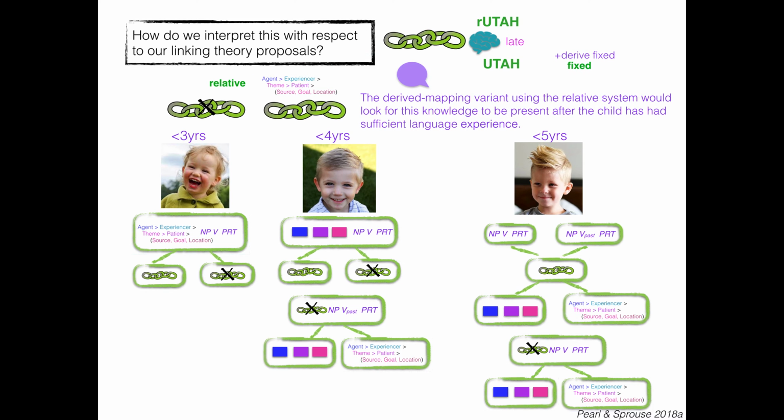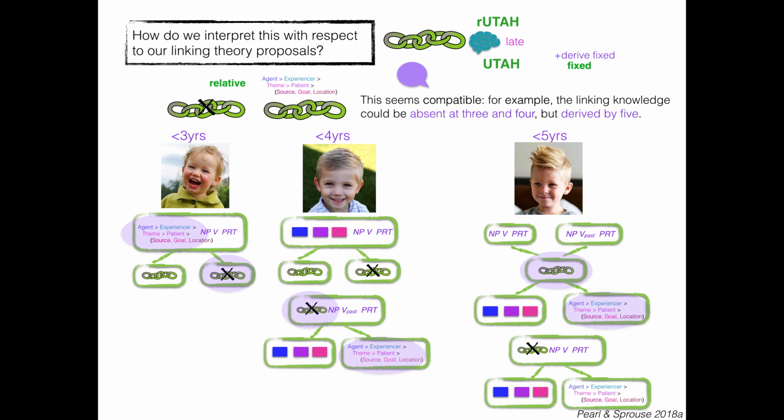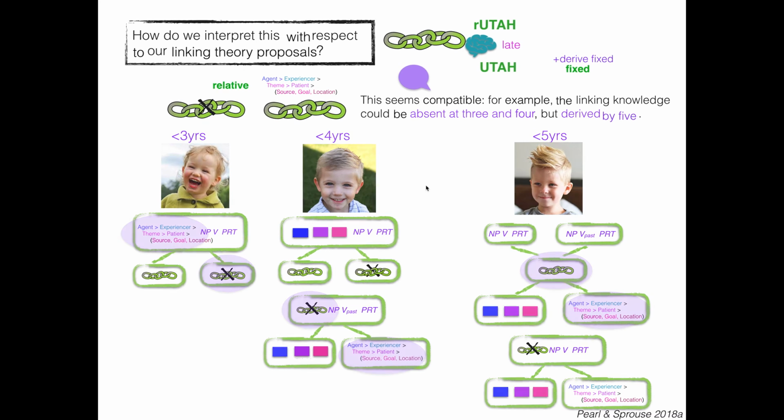Now for the relative system, phew, things are looking a little better here. So relative, again, we're looking for the relative representation. We're looking for no link and then a link. And here at least we see an easier path, right? This seems compatible. So for example, the relative representation is there always, and maybe you don't have the link at 3, you don't have it at 4, but you've derived it by 5, right? That's one path through, totally easy, derived mapping, relative representation there the entire time. Phew, life is good, right?